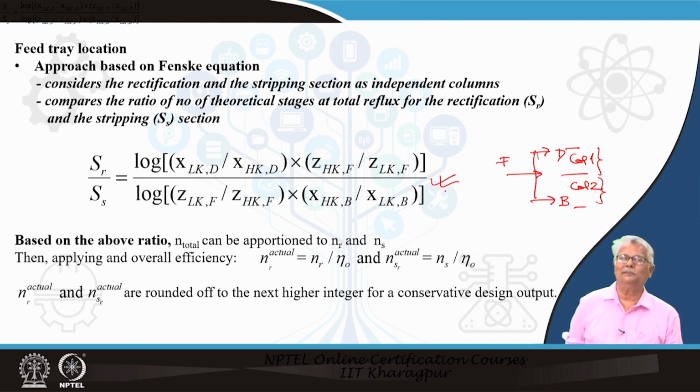So, what we do next is based on this above ratio, we split N total, and after we have done that, we find out the number of rectification stages to be provided inside the column, divide it by the overall efficiency and find it out after rounding off. Exactly the same thing we do for the number of theoretical stages to be offered for the actual separation, when the actual separation has got an overall efficiency of eta 0 to be this, and this is found out by rounding off to the next higher value.